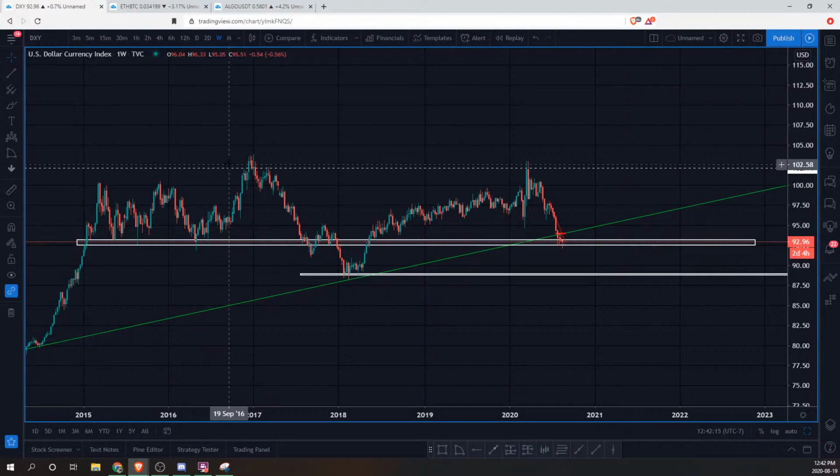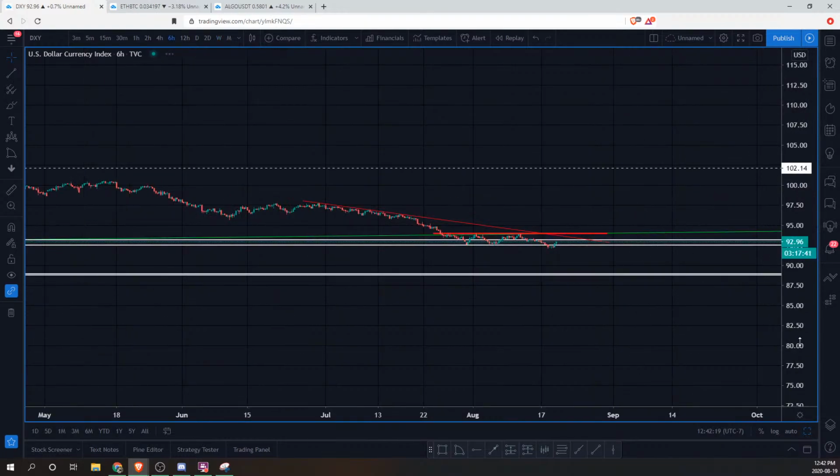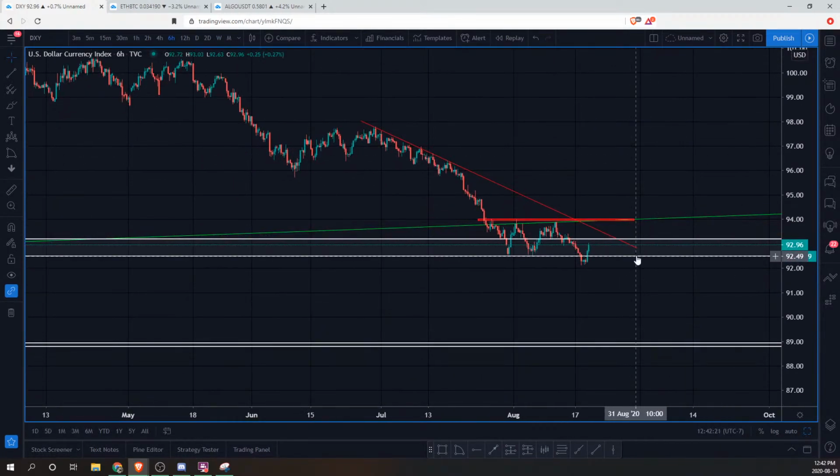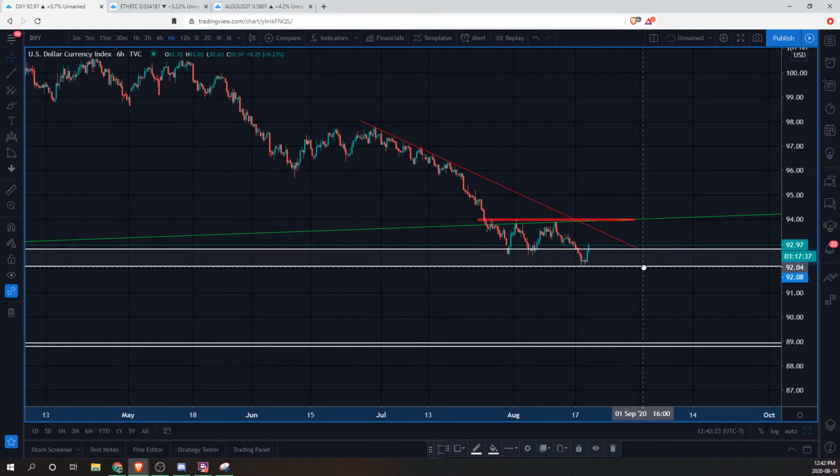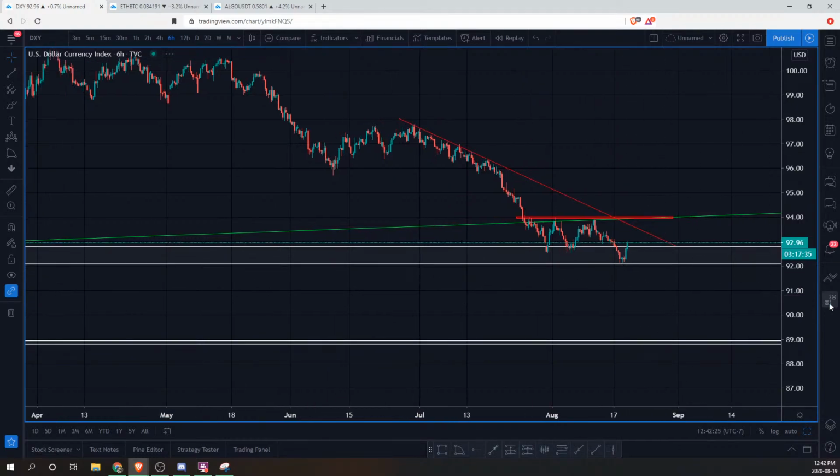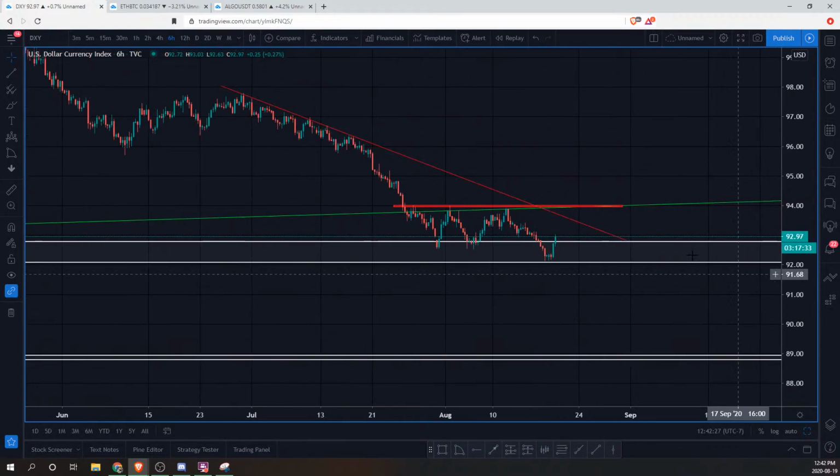And then we see that key level of resistance at around 102. So when we move on to a smaller time frame, we really want to pay attention to around this support zone right around there. Let's say 92 to 93.